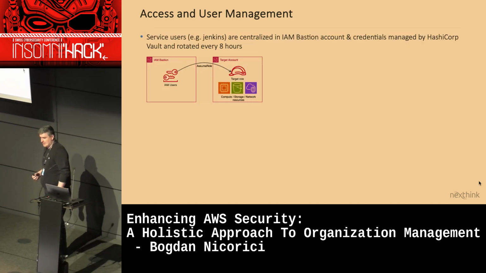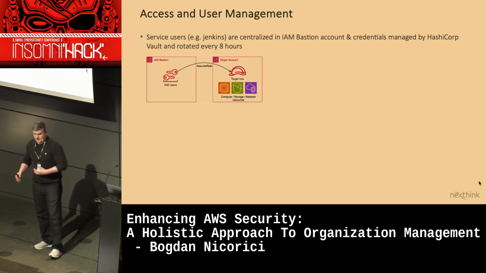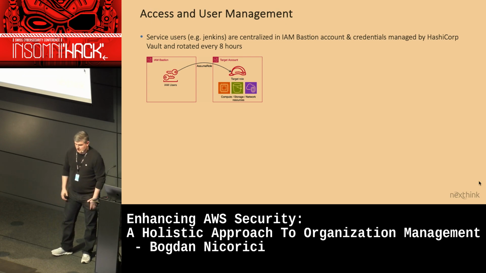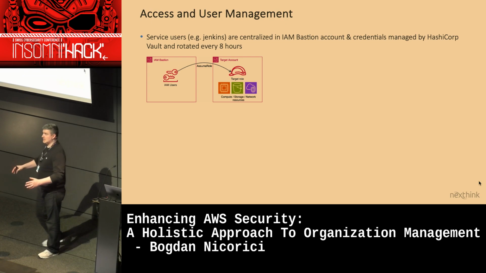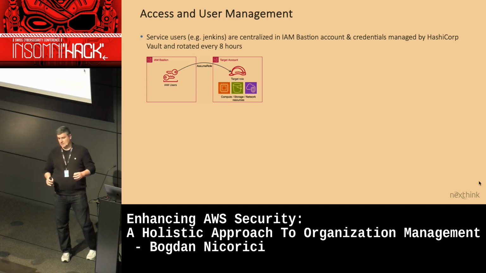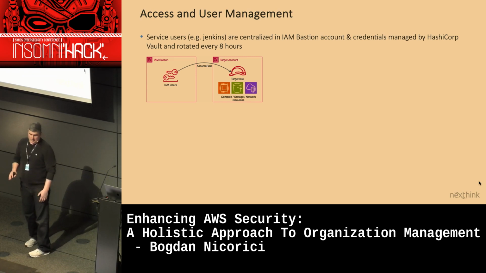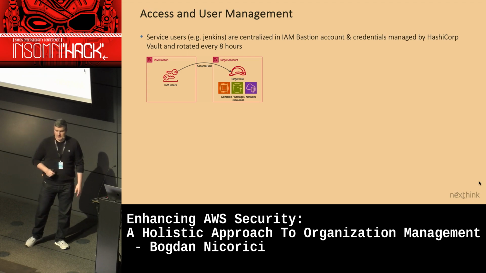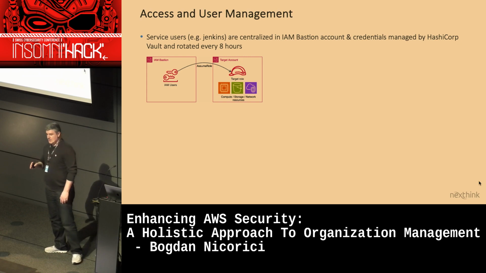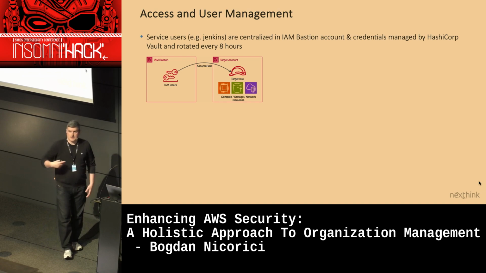But okay, it's fine, you have human access, but then you still have systems that need to talk to each other. So for that, we have the service users. So for example, Jenkins. I think pretty much everyone uses Jenkins. They're all centralized in a dedicated account. Each time we need to create an IAM account, it has to be in that account, period. We can't create one somewhere else. And this is actually even blocked by a security policy that says you can't create users unless it's this account. The credentials are stored and rotated by HashiCorp Vault, and we do the rotation every 8 hours.